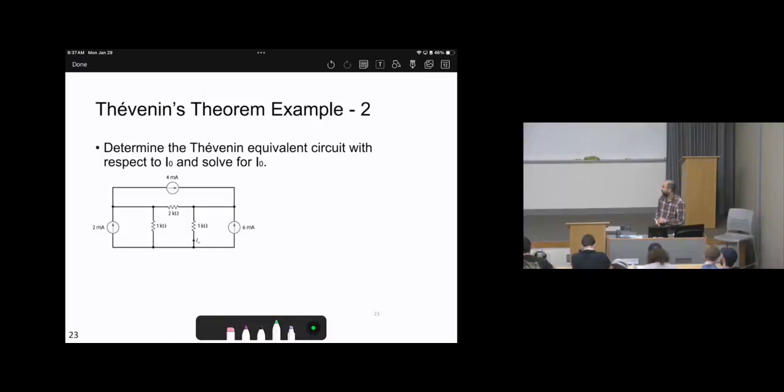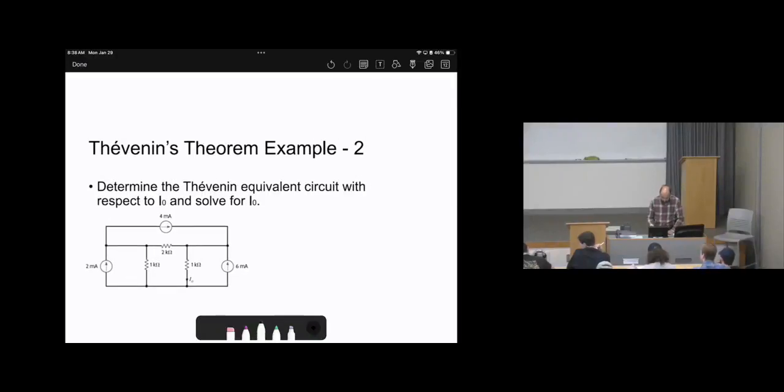Determine the Thevenin's equivalent circuits with respect to I/O and solve for I/O. Okay. So it's very important to read these kinds of questions to make sure where network B is. Sometimes a question will give you only network A, and it will tell you to find Thevenin's across the terminals A and B. In this situation, network B is not given.